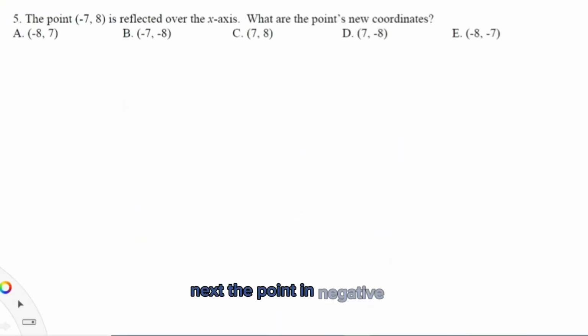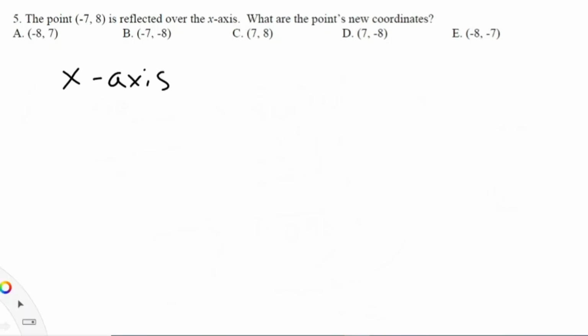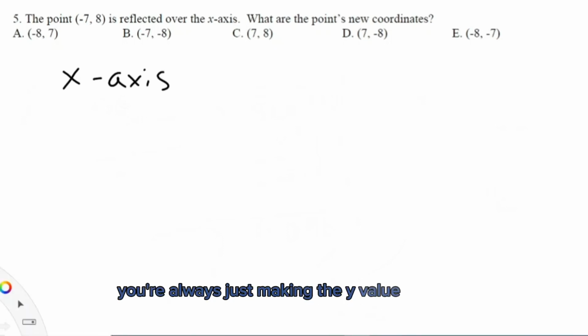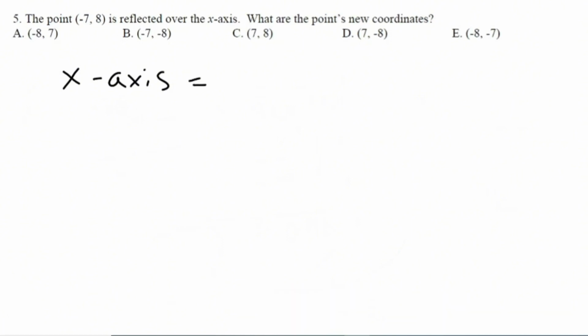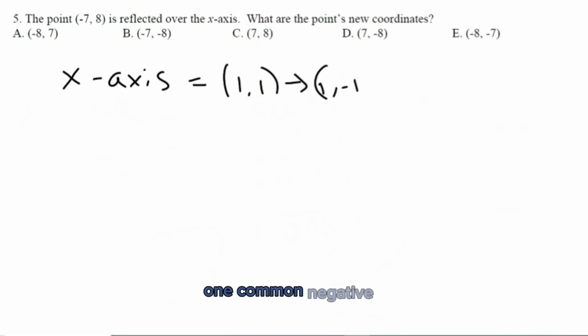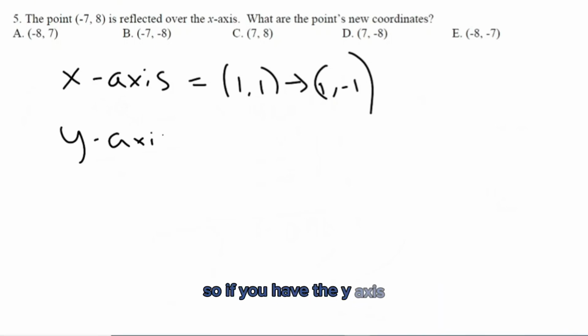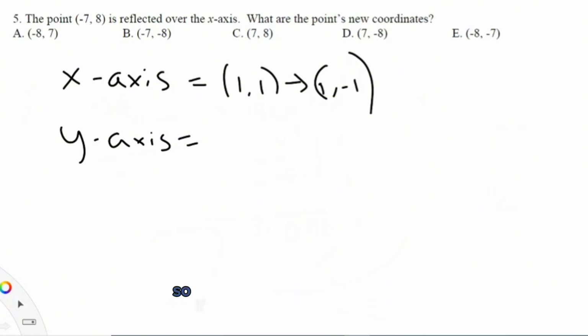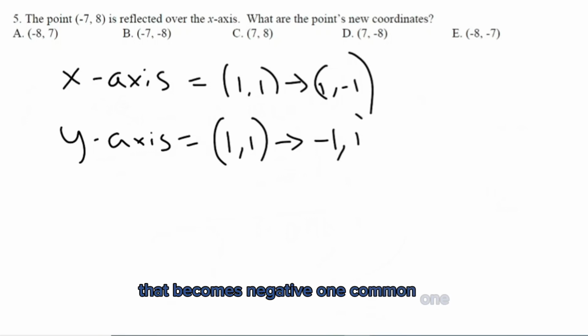Next, the point (-7, 8) was reflected over the x-axis. What are the point's new coordinates? Okay, so here's a rule. If you have a reflection over the x-axis, you're always just making the y value negative. So for example, if you have (1, 1), that becomes (1, -1). But it's the exact opposite for the y-axis. So if you have the y-axis, that makes the x negative. So if you have (1, 1), that becomes (-1, 1).